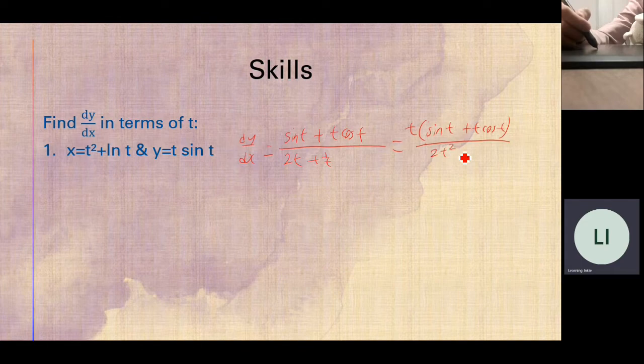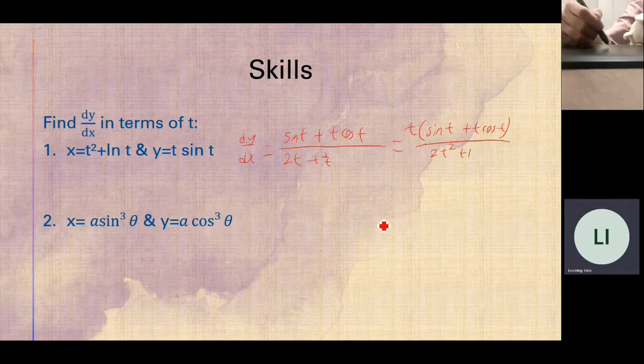Last one. x equals a sine cubed theta, and y equals a cosine cubed theta. All right, so it's not always t, it can be other variables as well. So dy/dx, again, numerator dy/d theta, so a power rule, 3 cosine squared theta. Chain rule, differentiating cosine theta gives minus sine theta, right? Cosine becomes minus sine.